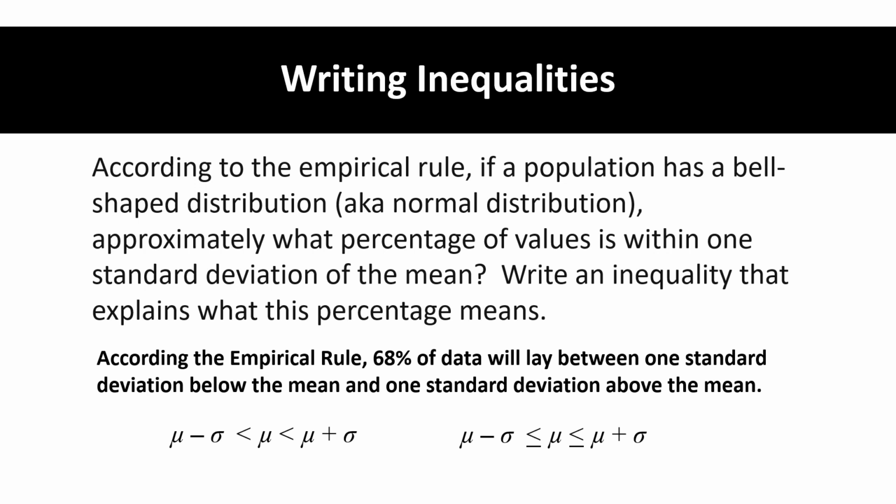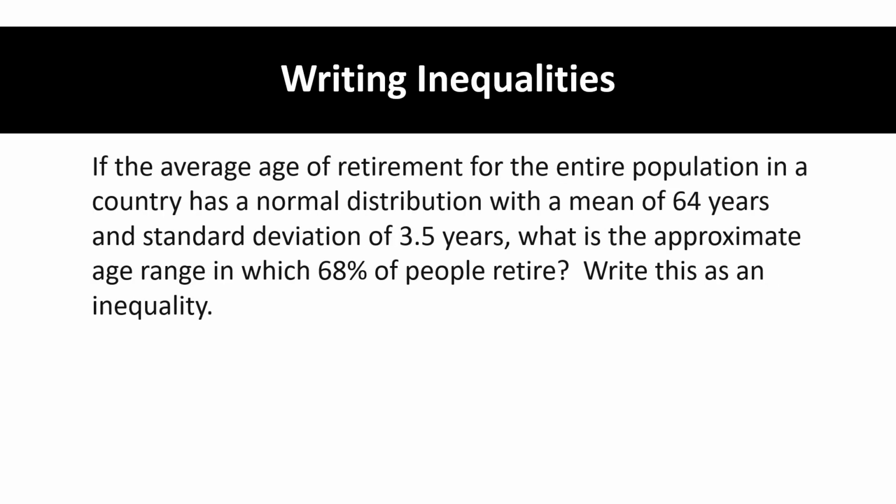Okay, let's do one that has some values for the empirical rule. If the average age of retirement for the entire population in a country has a normal distribution with a mean of 64 years and a standard deviation of 3.5 years, what is the approximate age range in which 68% of the people retire? Write this as an inequality. Well, empirical rule can be applied here because we know it's a normal distribution. We know the mean. We know the value of the standard deviation. 68% would be 1 standard deviation below the mean, 1 above the mean.